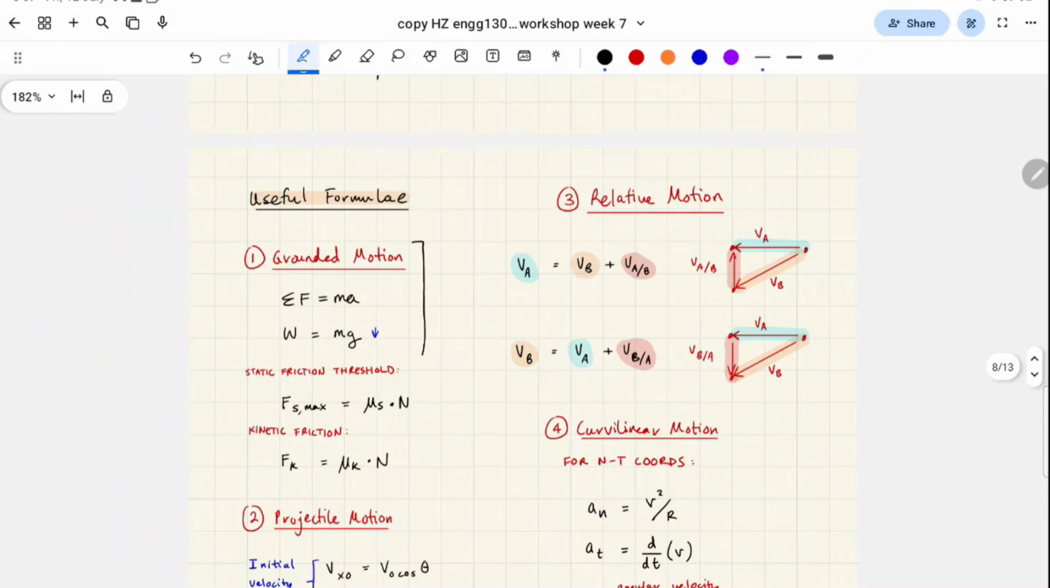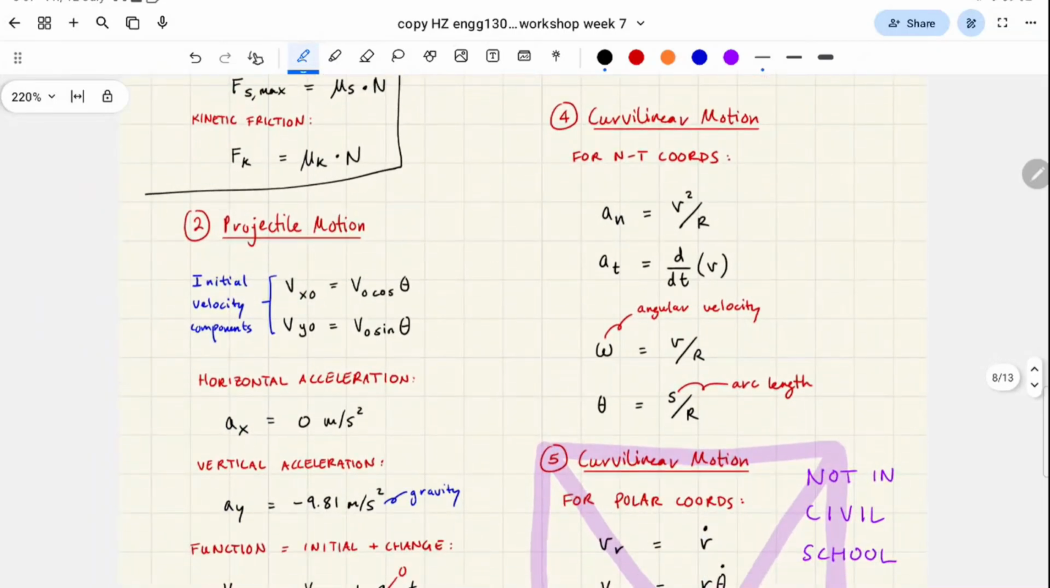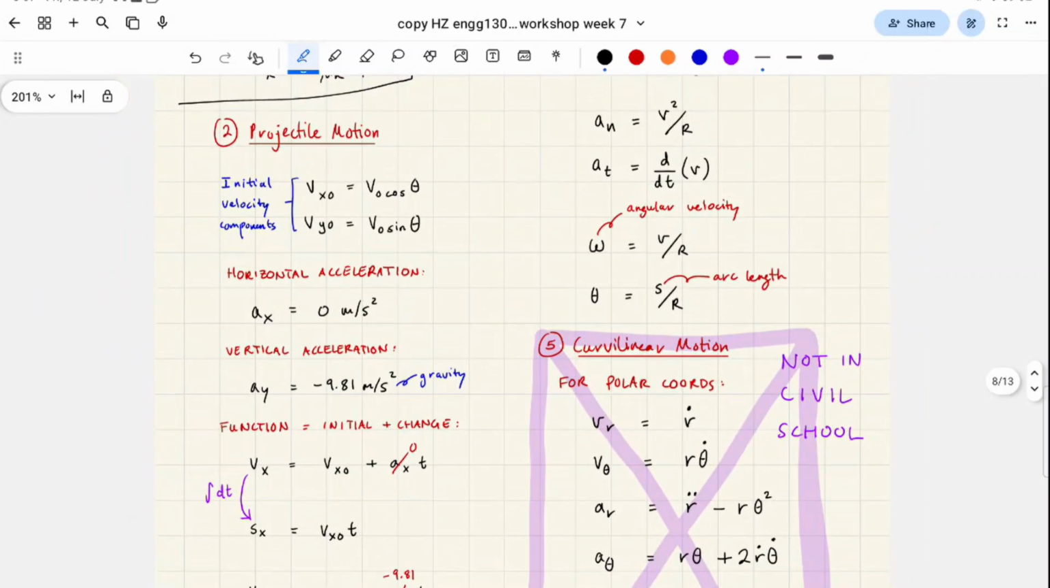So this is basically part of kinetics, and this one as well. So we'll talk about that next week. Projectile motion, right? Here are the formulas I would use for projectile motion. It's just an extension of what we did in question 2 there.